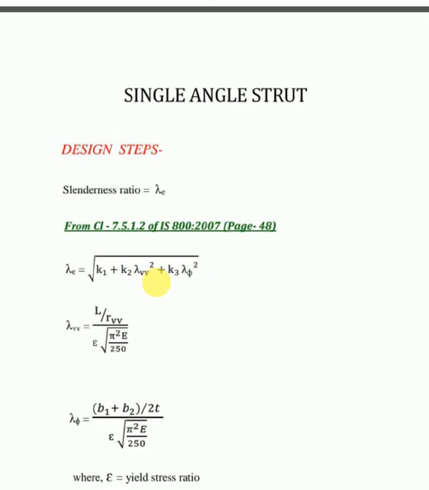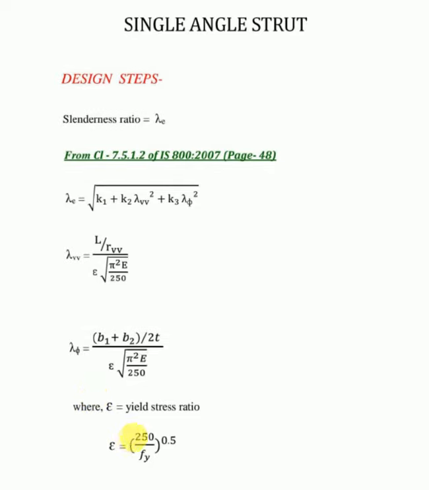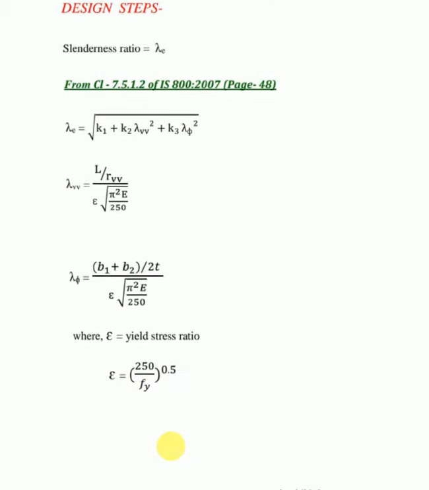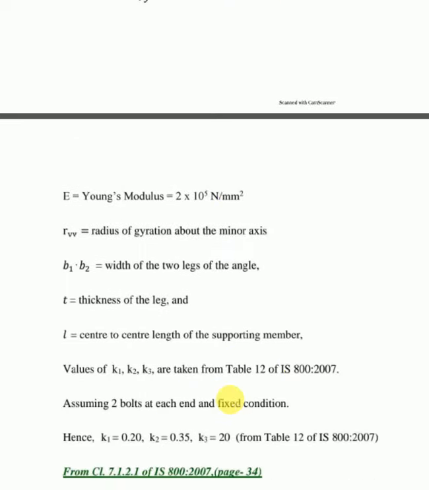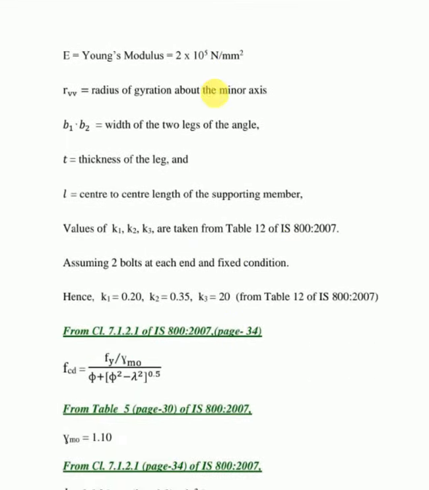So the formula for lambda vv is (L by r vv) whole divided by epsilon root over pi square E by 250, and lambda phi is (b1 plus b2) divided by 2 t epsilon root over pi square E by 250. Now let's see what each of these denote. Here this epsilon is the yield stress ratio, which is denoted by (250 by fy) whole to the power 0.5. Then we need to know what is E. This E is our Young's modulus, 2 into 10 to the power 5 Newton per mm square.